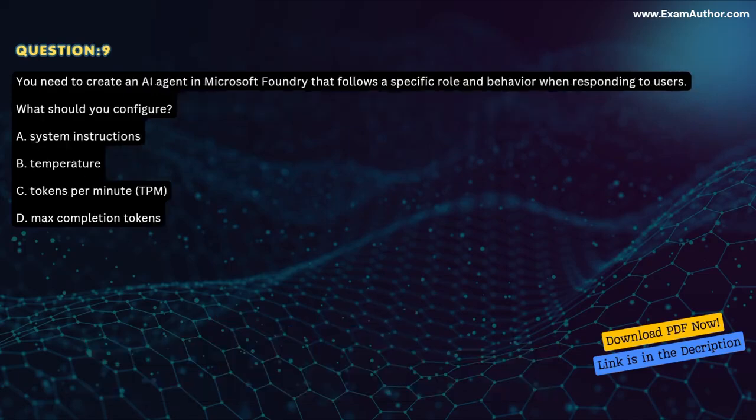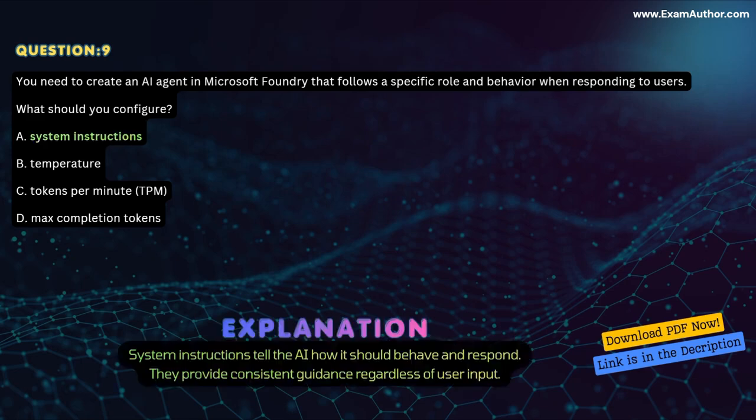Question 9. You need to create an AI agent in Microsoft Foundry that follows a specific role and behavior when responding to users. What should you configure? A. System instructions. B. Temperature. C. Tokens per minute (TPM). D. Max completion tokens. Answer A. System instructions. Explanation. System instructions tell the AI how it should behave and respond. They provide consistent guidance regardless of user input.